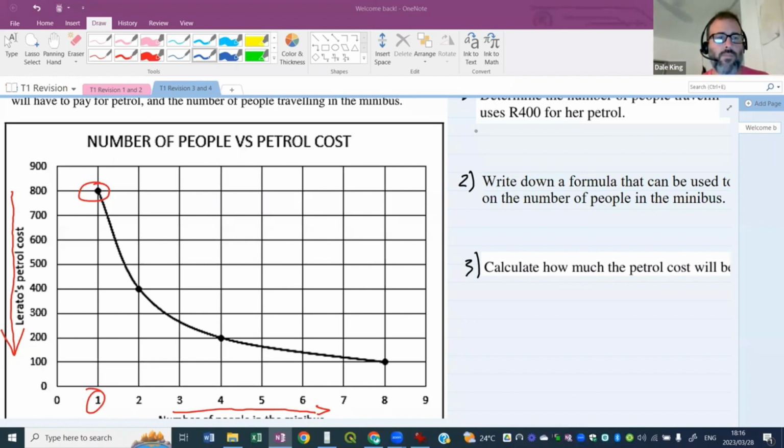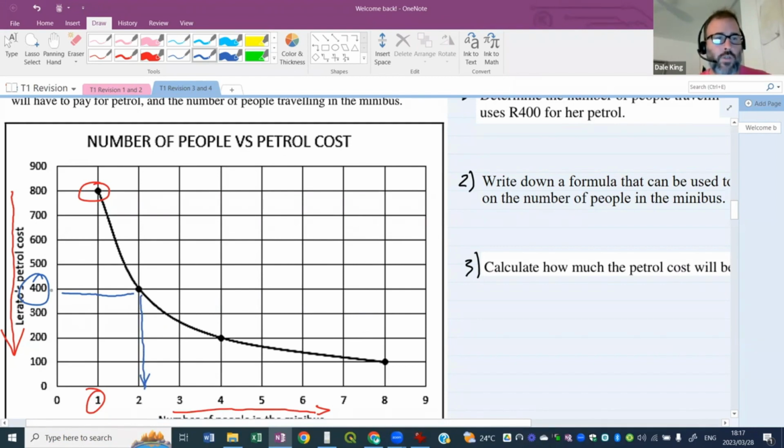Okay, so on the graph, as we see Lerato's petrol cost, and then we see the 400, and then we look to the side, we see the point, and then we go down from the point, and we see a number 2. There we go. Well done. Thank you very much.